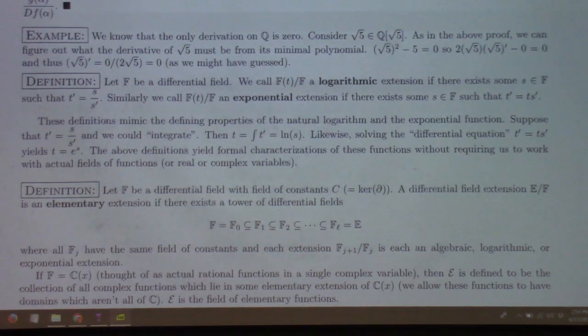Well, I'm not sure that means this is wrong. It just means that I don't have a good intuition for it. But we'll accept his definition with a little bit of question mark. I feel like it should be s prime over s, but that could just be my naivete here. An exponential extension, if there is some s in F such that t prime is equal to t s prime. So he says these mimic the defining properties of natural logarithm and exponential functions. If we integrate this, what's that give us?